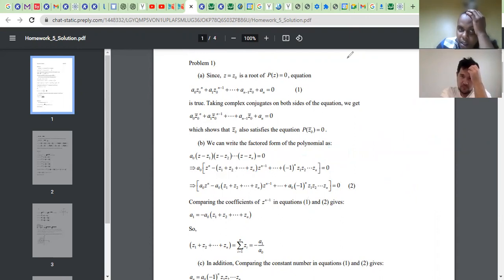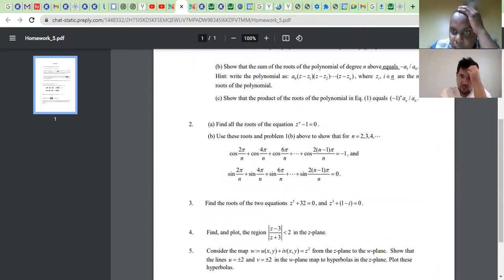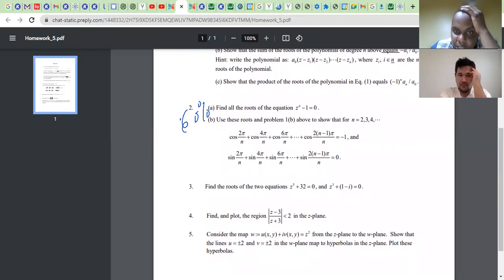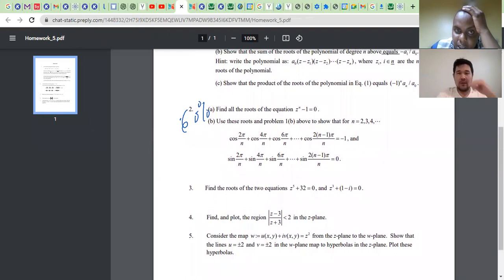If this was an exam, I'm still preparing for your exam, question 1 would be 60%, and all the others are good. This would be 100, 100, 100, and maybe this would be a 70.